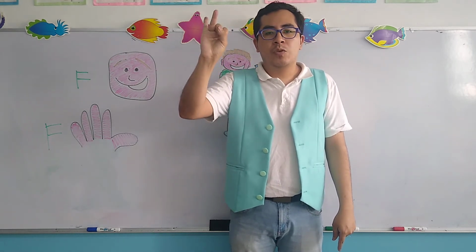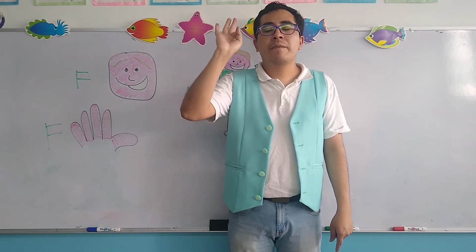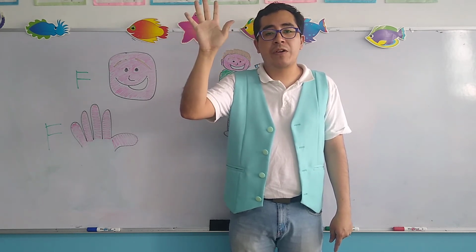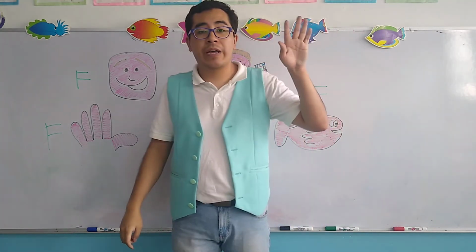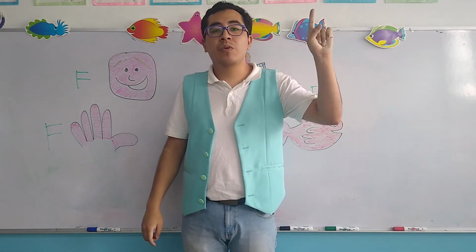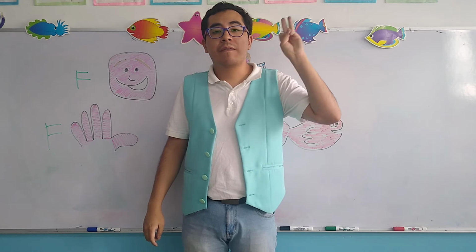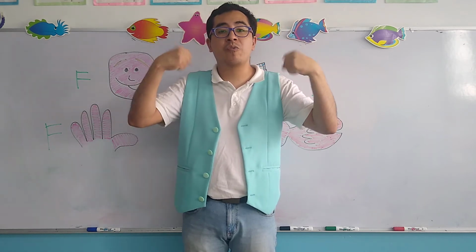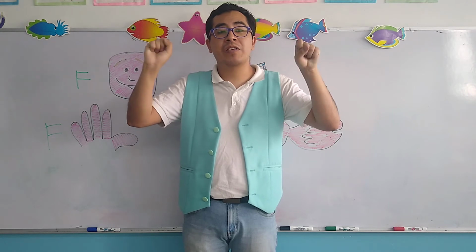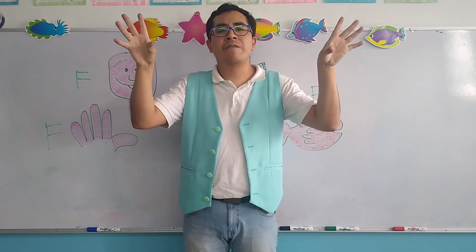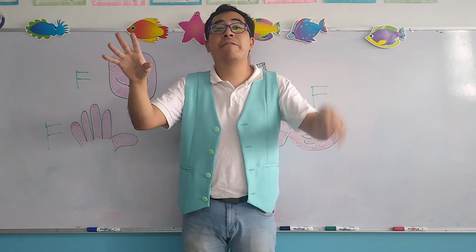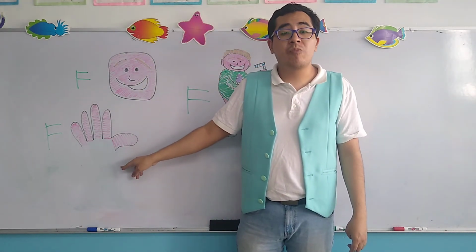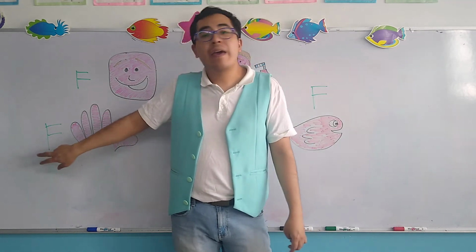1, 2, 3, 4, 5. So in one hand, 5 fingers. Let's check on the second hand. 1, 2, 3, 4, 5. 5 fingers again. So in each one of our hands, en cada una de las manos, how many fingers do we have? 5. Okay? So the word fingers begins once again with the capital F.